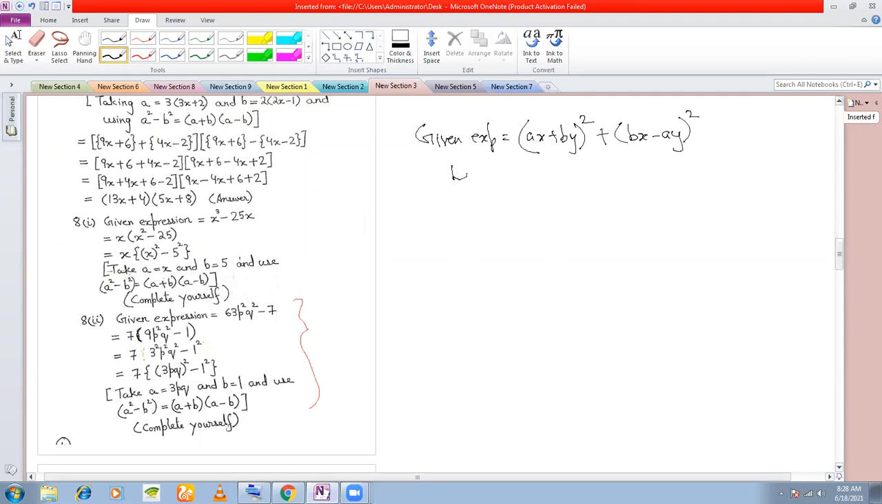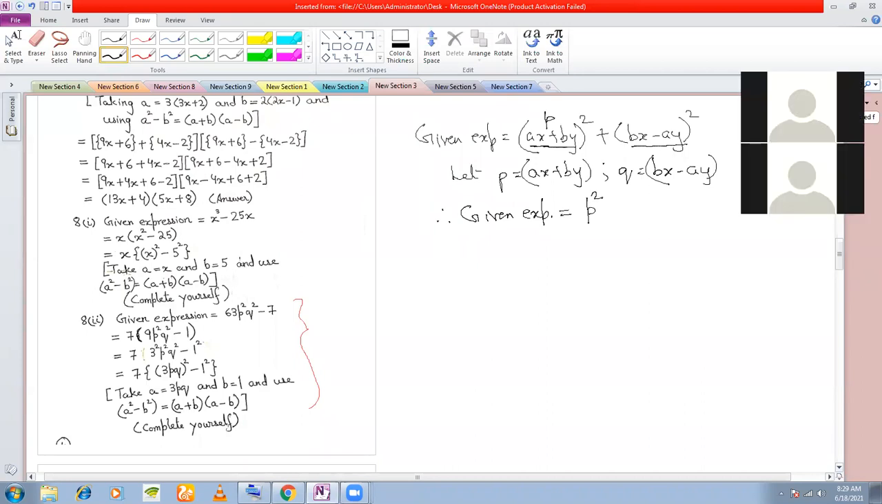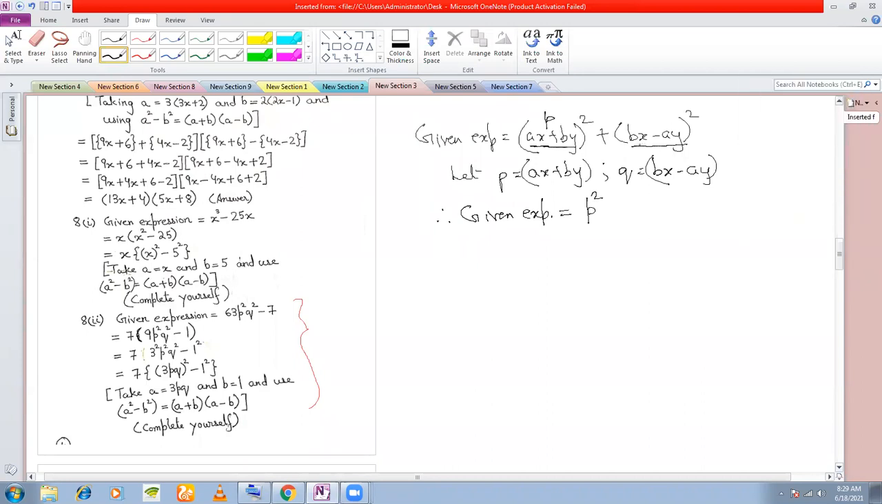So what we do here is, you see, this is a perfect square. So I say let p is equal to ax plus by. And let us say q is equal to bx minus ay. Why did I take p and q? Because a and b were already here, ax, by were already here. So I took something different. Okay. So therefore, the given expression becomes, this with this we have taken as p, so this becomes p square. This is ax plus by plus bx minus ay, or minus.